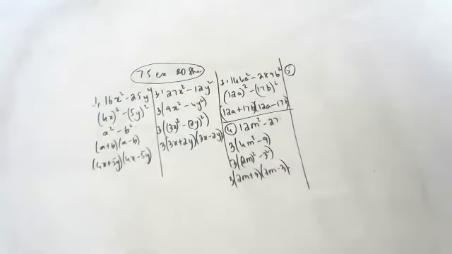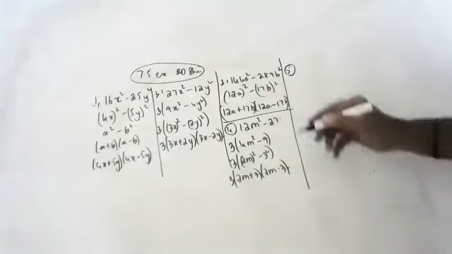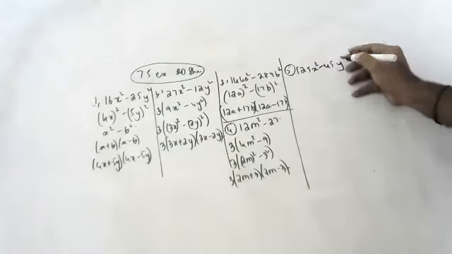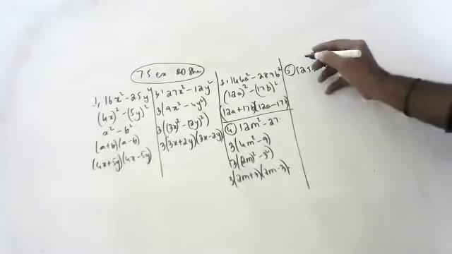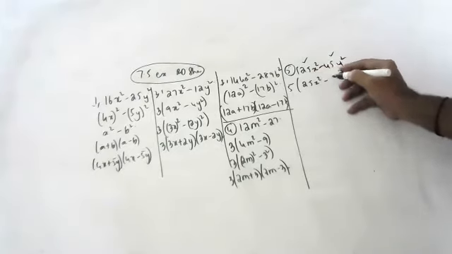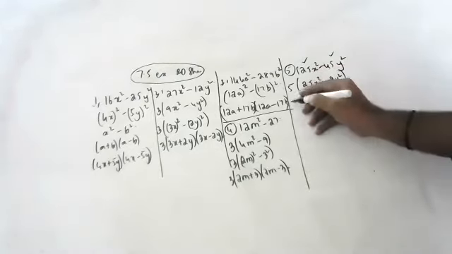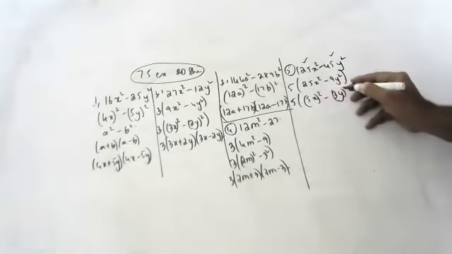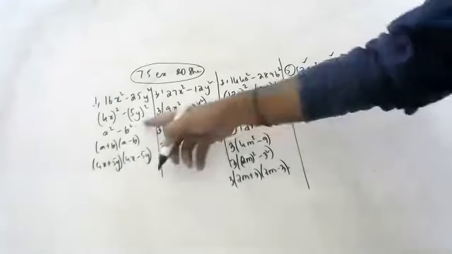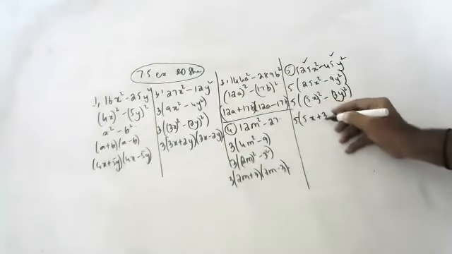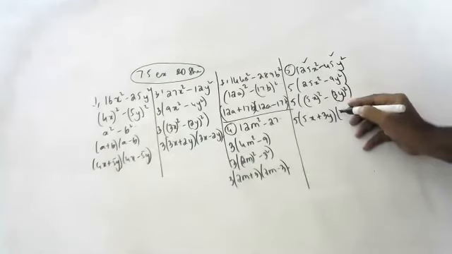Next question also you only say. 125x square minus 45y square. So, 5 into 25x square minus 9y square. 5 into 5x whole square minus 3y whole square. This is in the form of a square minus b square, a plus b into a minus b. Tell a plus b into a minus b. 5 into 5x plus 3y into 5x minus 3y.